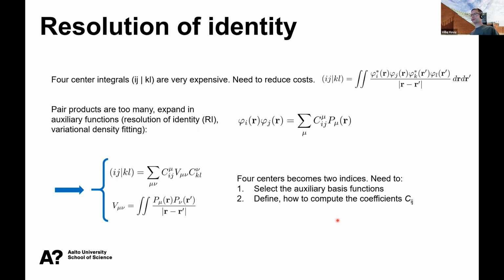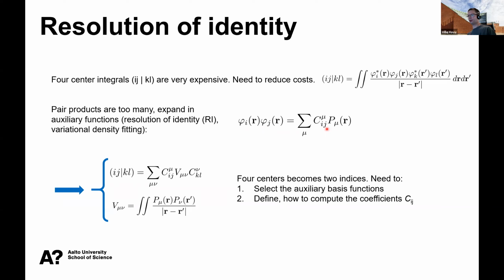So what do people do then? People do something called the resolution of identity, also known as variational density fitting. This has been invented several times. The idea is that there are too many of these pair products. If the basis functions are complete, then you don't actually need a product of basis functions. So you should be able to expand these pair functions into a single index function space.